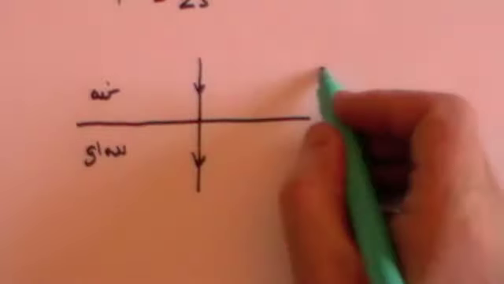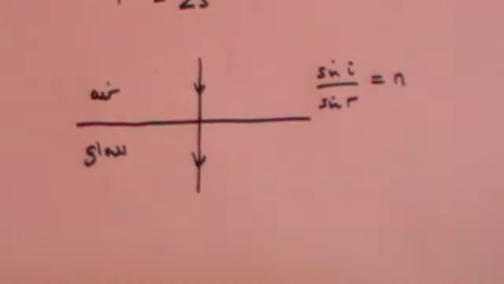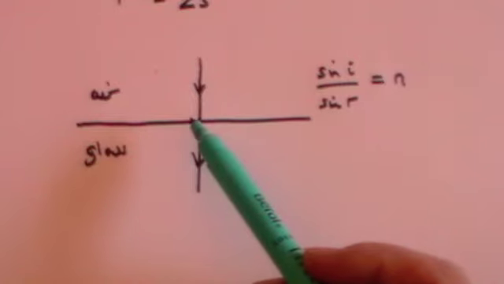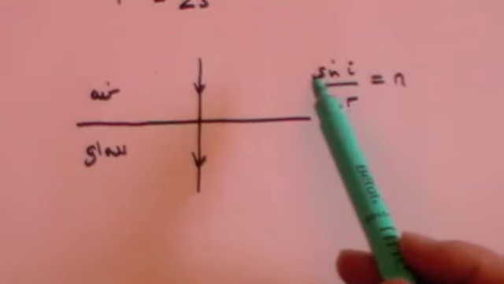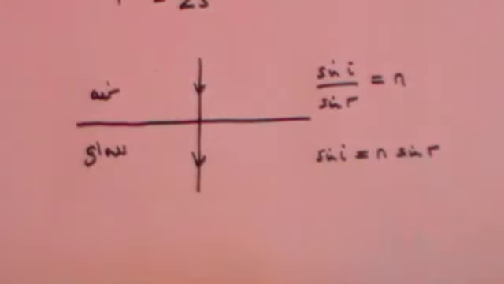Why? Because sine I divided by sine R is equal to the refractive index. The incident angle is the angle between the incident ray and the normal, but that's 0 degrees because the incident ray is effectively travelling along the normal. So sine I will equal 0, and that means that sine I is equal to n times sine r. Since n isn't 0, sine r must be 0, and that means that the angle of refraction is 0, which means that the refracted ray is perpendicular to the surface, so the whole thing is just perpendicular to the surface.